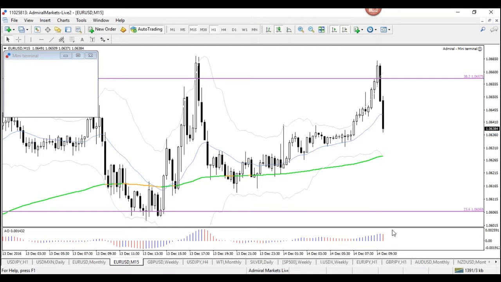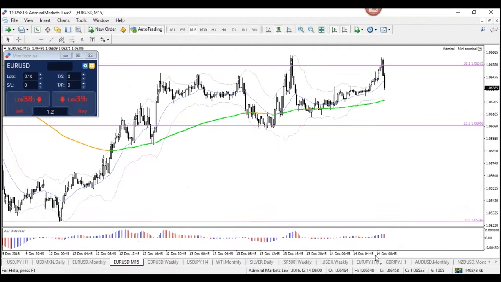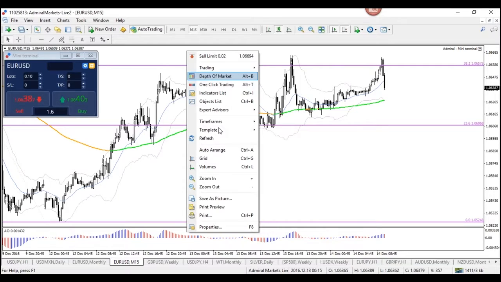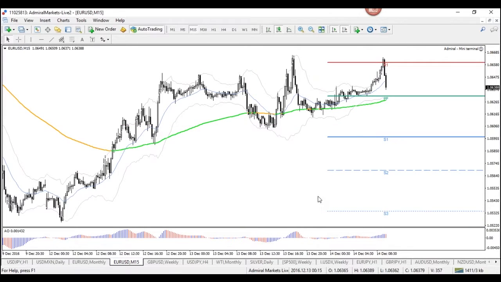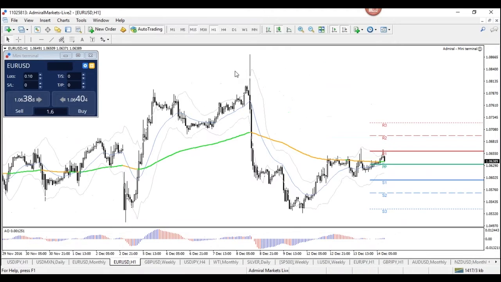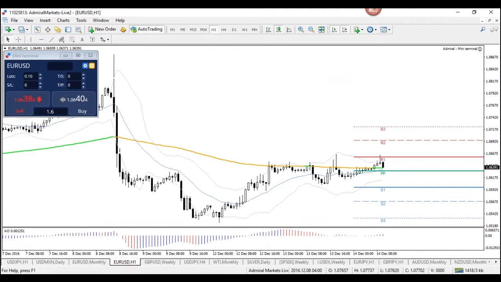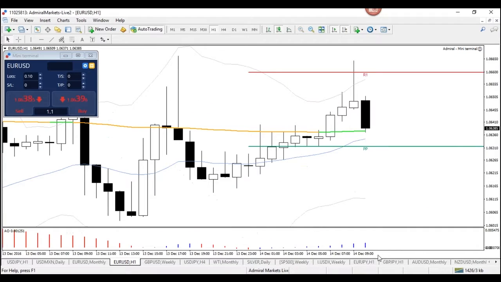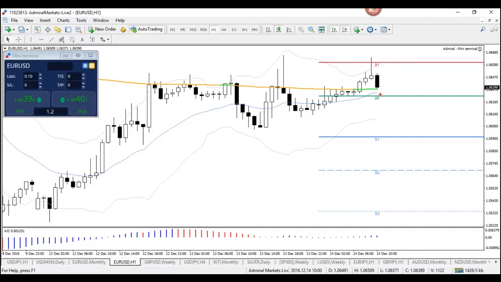And engulfing twins on the 15-minute chart. One second. Let me add the pivot points. Still above the pivot point, the main pivot point. Pretty big wick at the R1. So I think it's probably best to keep an eye on pivot point S1, see how the candles react to those levels to see if there's a bounce or not.